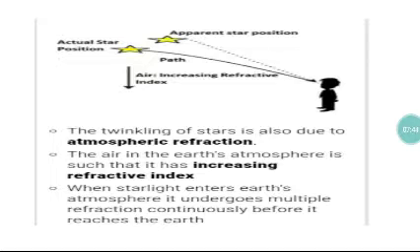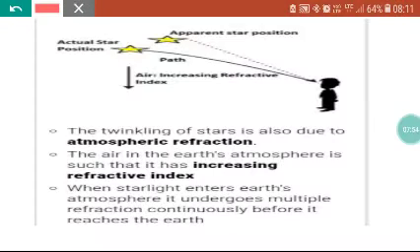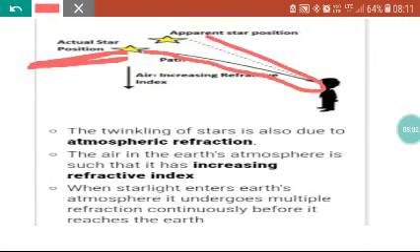This is here the position of stars. Because of the same reason as with the sun, this also happens due to atmospheric refraction. This is the actual position of a star, but when this light enters the atmosphere, it bends, the straight line becomes like this, and the star appears here. So this is because of atmospheric refraction.